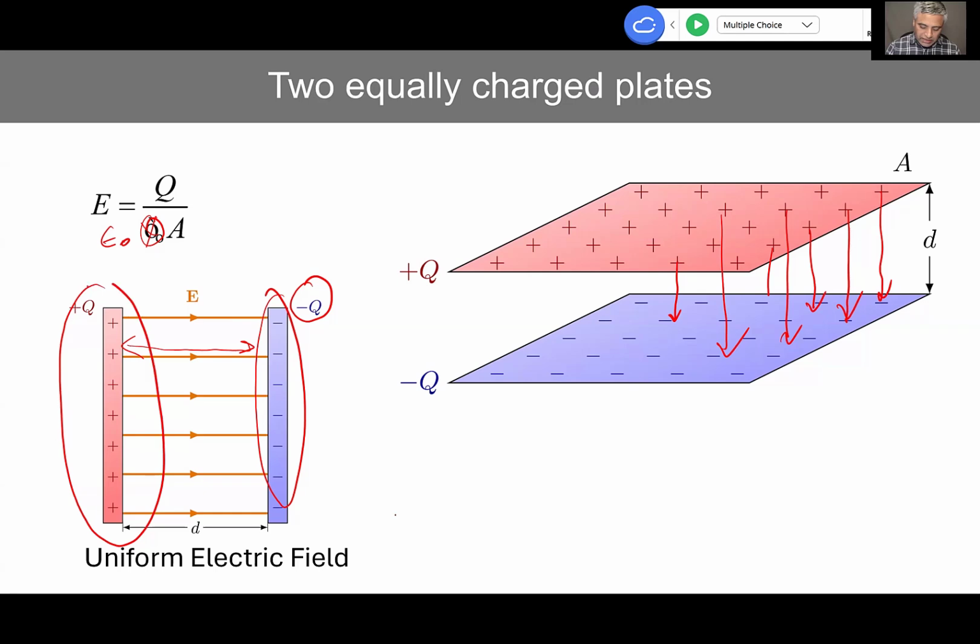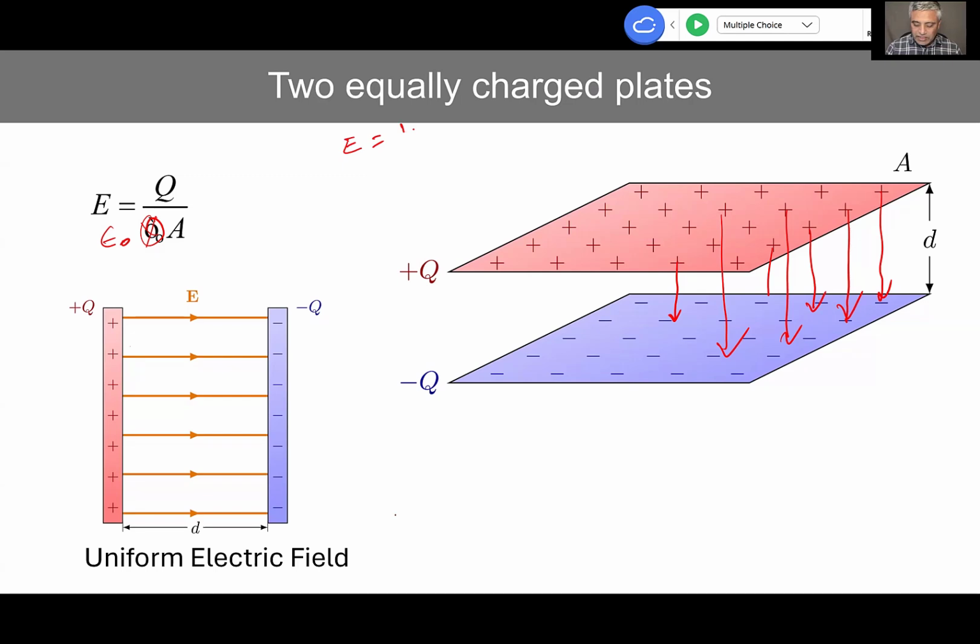This is another charged plate, and the charge is positive. When we draw a field, what happens? Remember, the equation of the field of a point charge is this. So when you have just a point charge, the field is this. It tells us that the field depends on the distance.